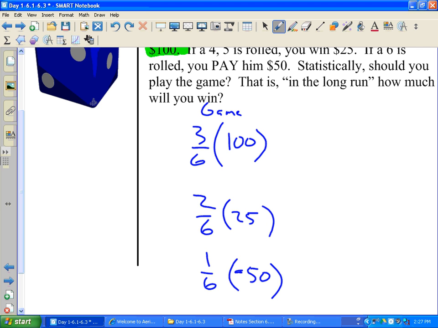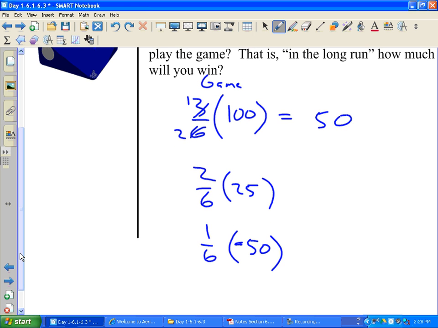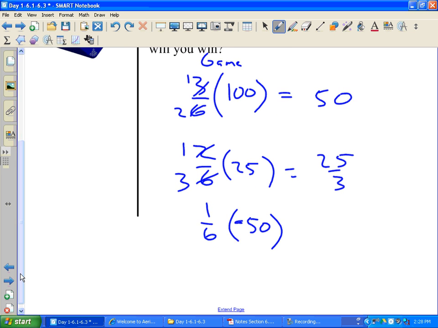So for my 3 times out of 6, what's that? That reduces to 1/2, doesn't it? And then 100 divided by 2 comes to $50 in terms of a calculation. So we call that expected return. 50% of the time of 100, I'm going to get $50. This one, 3 doesn't go into 25 evenly, so we're going to leave that at 25 over 3. And this one doesn't go in evenly, so we're going to make that negative 50 over 6.